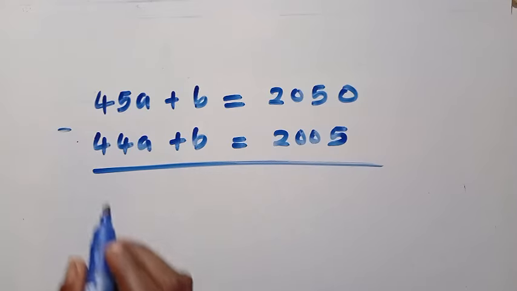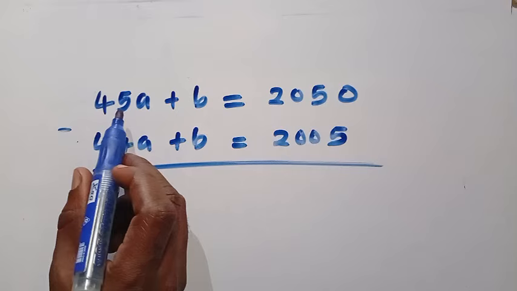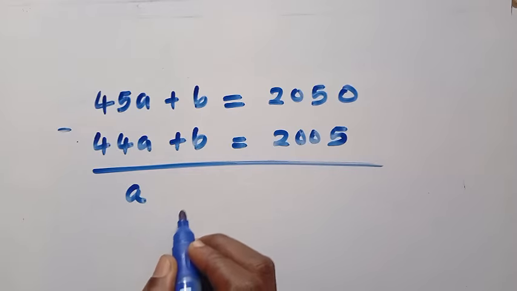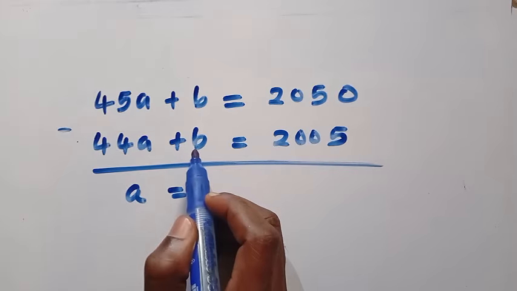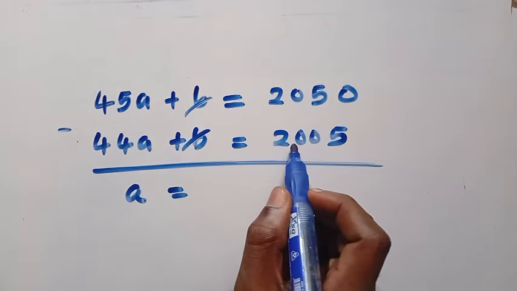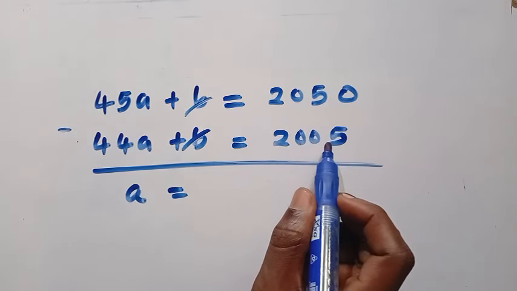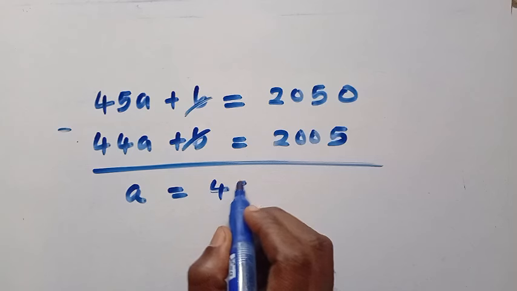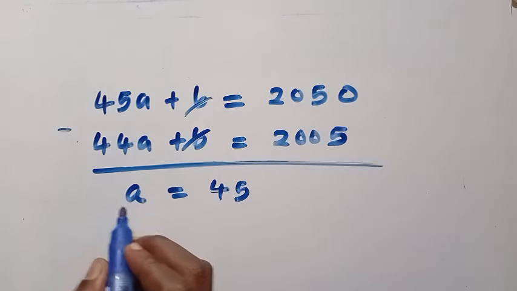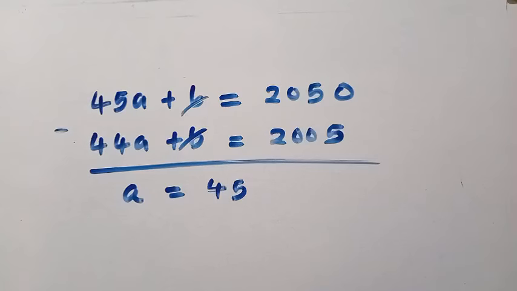So by subtracting this, we have 45a minus 44a, that gives us a. Then b minus b, that cancels. Then 2050 minus 2005 gives us 45. So our value of a equals 45.